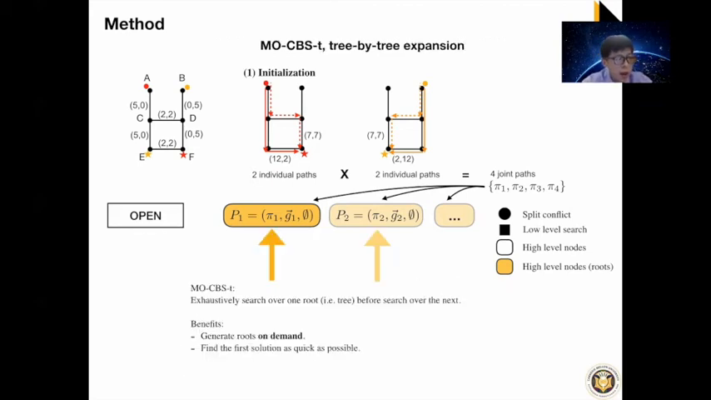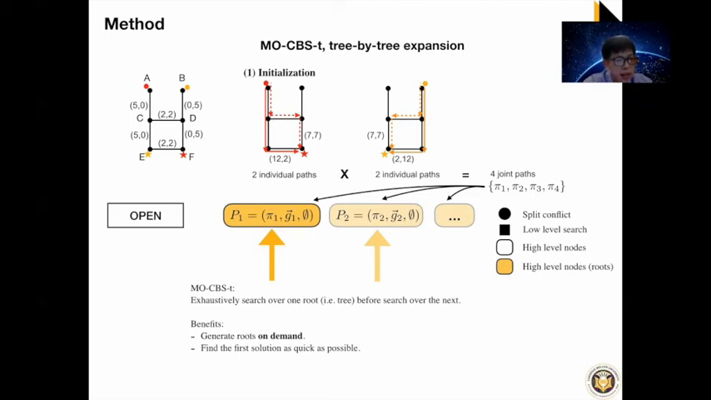One bottleneck of MOCBS is that at initialization, the number of routes can be huge. Consider a case with 10 agents, and each agent has 10 Pareto optimal paths. In this case, there are 10 to the 10 root nodes to be generated, which is astronomical. To overcome this challenge, we propose a variant of MOCBS called MOCBS-T, where T stands for tree-by-tree expansion.